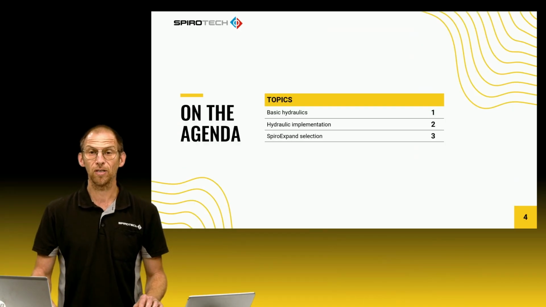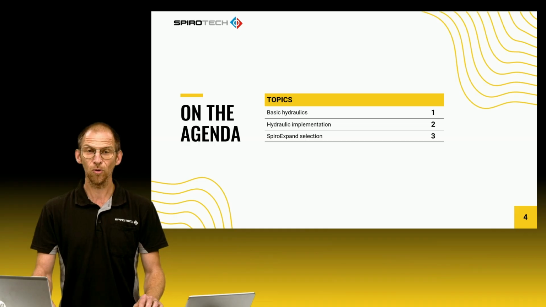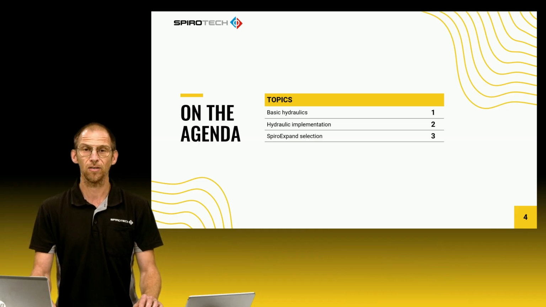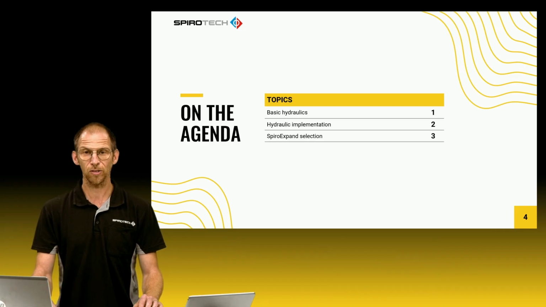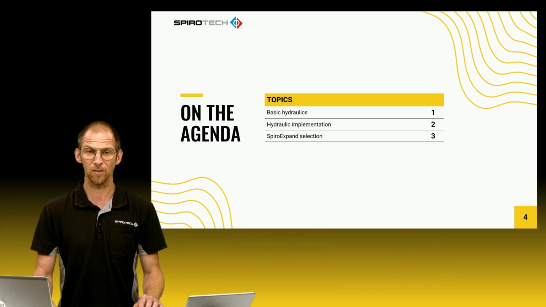Let me quickly show you today's agenda. The goal of this session is to get a clear understanding of the different pressures inside a heating or cooling system and how these pressures relate to each other. We'll also look at how we can influence these pressures and how to correctly select a pressure maintenance system. And we'll do this in line with the requirements of EN 12828 Annex D.